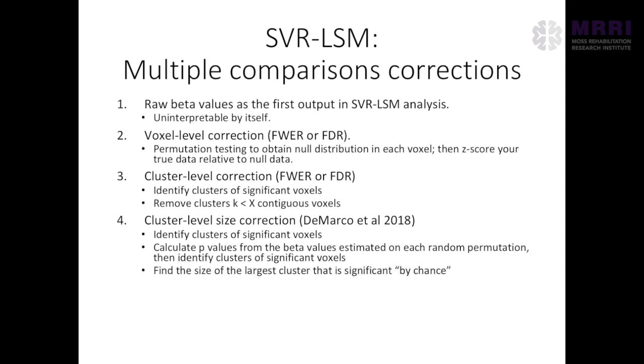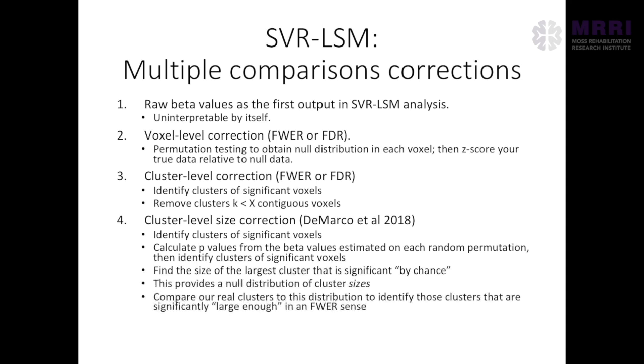Okay, so what you then get is essentially the size of the largest cluster that's due to chance in permutation. Once again, this provides a null distribution of cluster sizes. So we can compare our real clusters to the distribution of clusters that are due to chance. What we want to know is, are the clusters we're observing in the true data larger than what would be observed just by scrambling the whole process and rerunning it 10,000 times, okay?